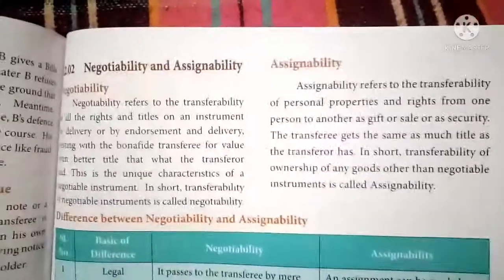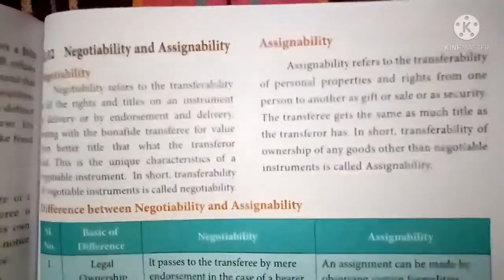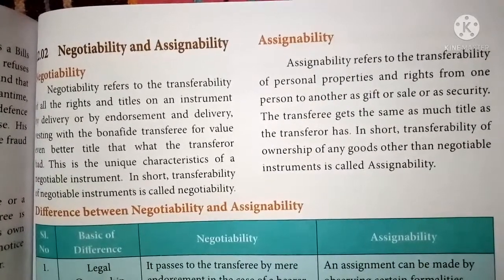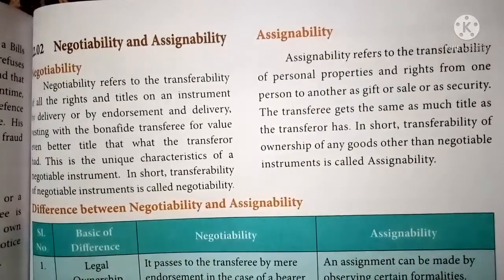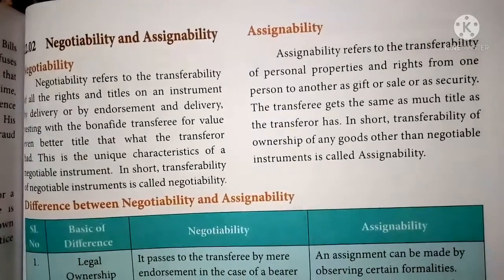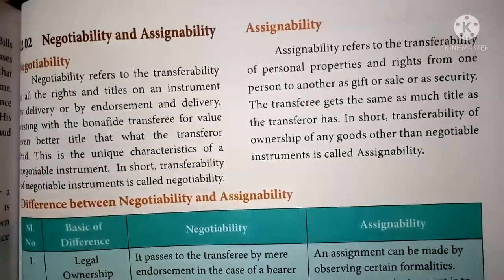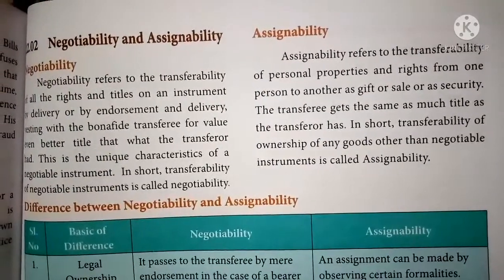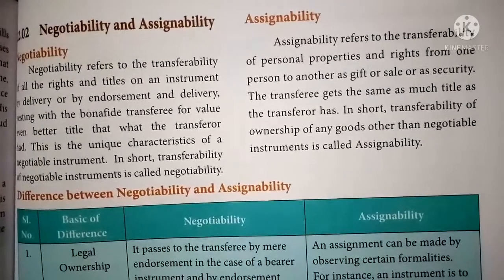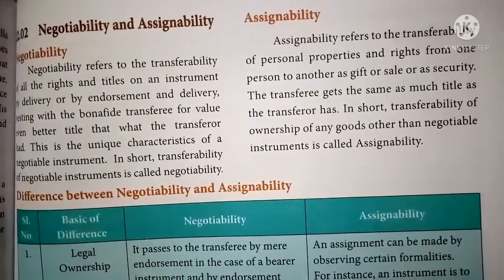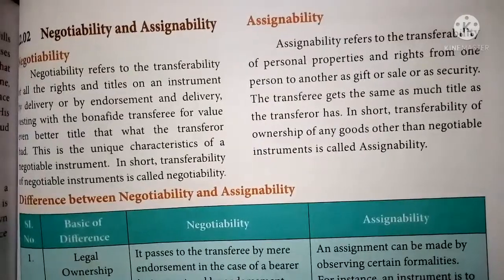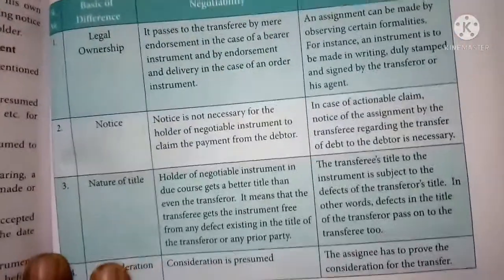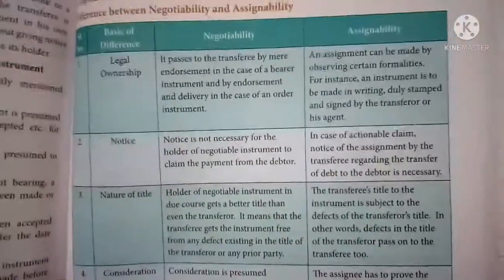But assignability refers to the transferability of personal property and rights from one person to another, as a gift, sale or security. The transferee gets only as much title as the transferor has. Generally, the transferability of ownership of any goods other than a negotiable instrument is called assignability. There are some differences between negotiability and assignability.